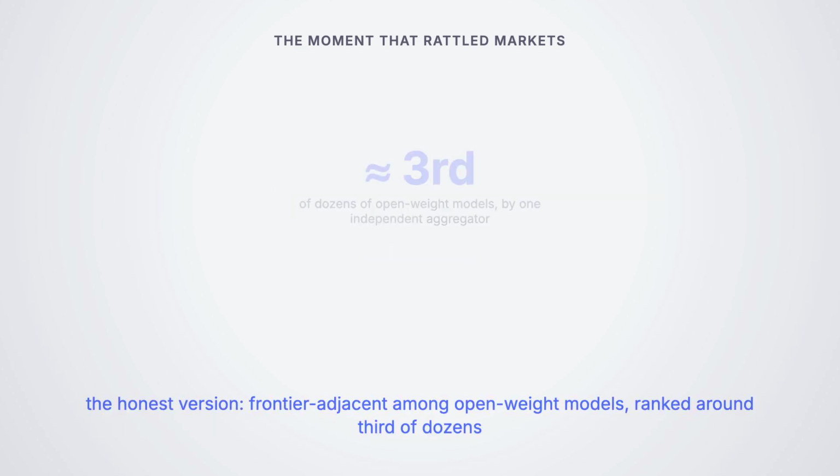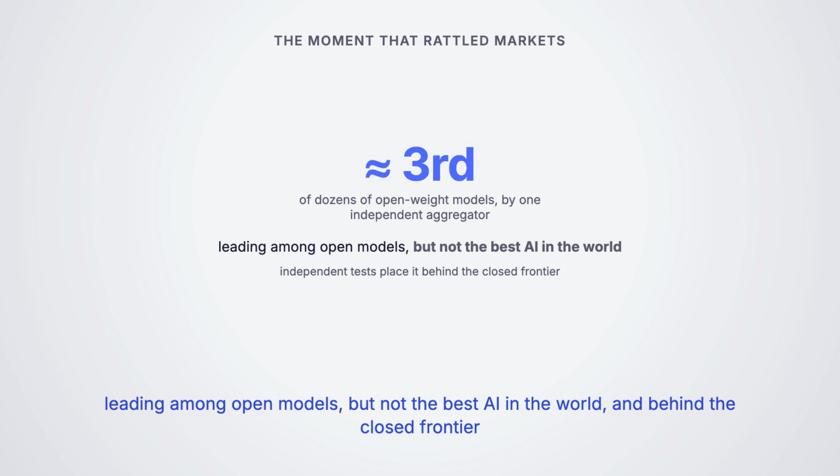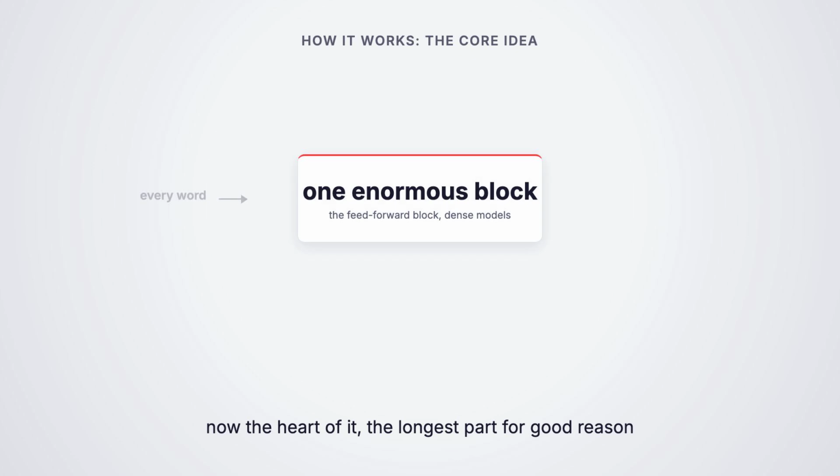The honest version: it is frontier-adjacent among open-weight models, ranked by one independent aggregator around third of dozens of open models. Leading among open models, but not the best AI in the world, and independent tests place it behind the closed frontier. Now the heart of it, the longest part for good reason. Picture a standard model, the kind called dense.